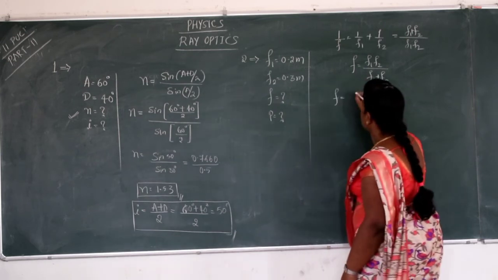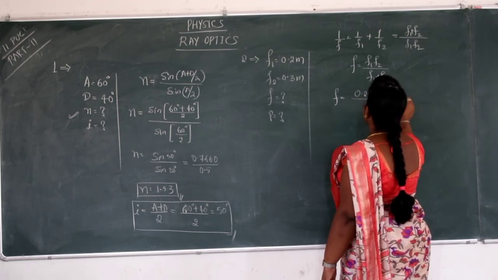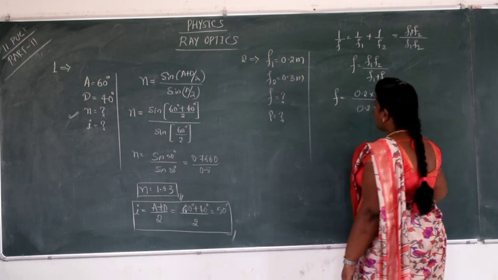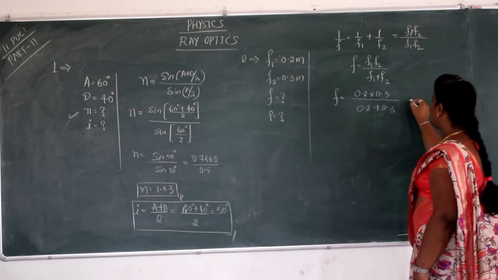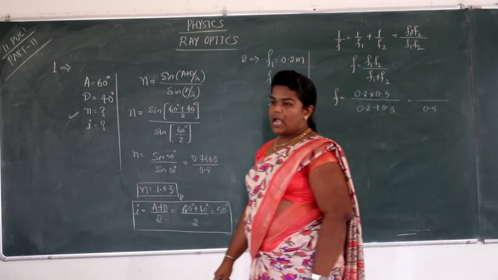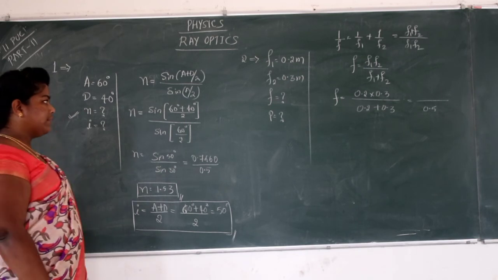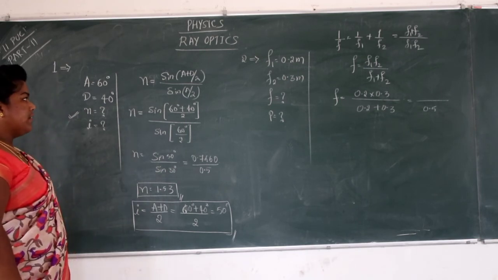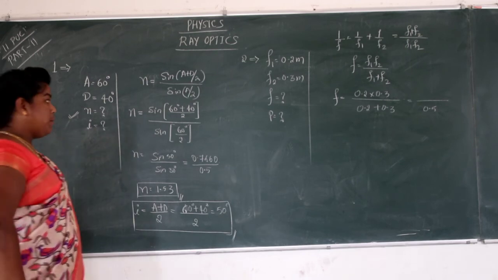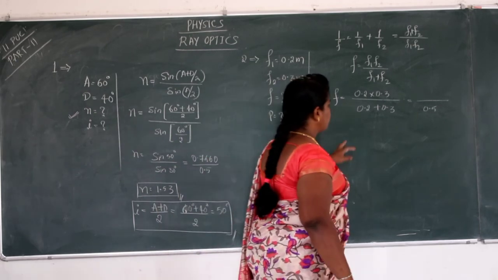f is equal to 0.2 into 0.3 divided by 0.2 plus 0.3. Right. 0.2 plus 0.3 is equal to 0.5. And there we should multiply 0.2 into 0.3. So easily you can write that the multiplication is equal to 0.6. Sorry, 0.06. Suppose you face a problem, no need to worry.